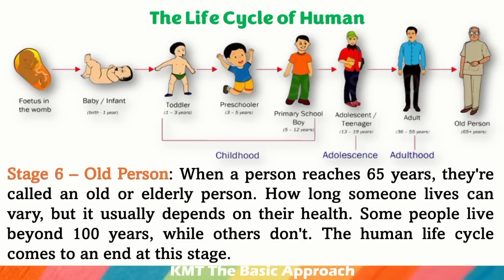Stage 6. Old person. When a person reaches 65 years, they are called an old or elderly person. How long someone lives can vary, but it usually depends on their health. Some people live beyond 100 years, while others don't. The human life cycle comes to an end at this stage.